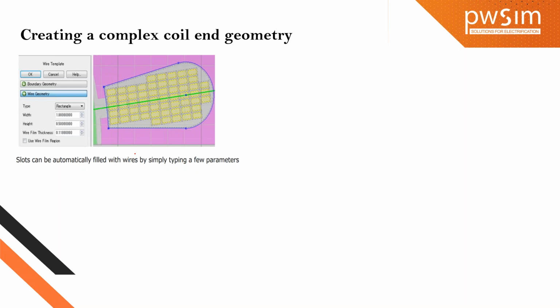So why should we use this wire template option? Because we can account for the skin effect, proximity effect, leakage flux and eddy currents in the conductor. So this type of AC analysis we can perform by using the wires defined in the motor analysis.